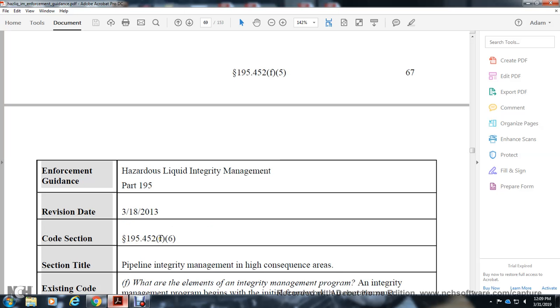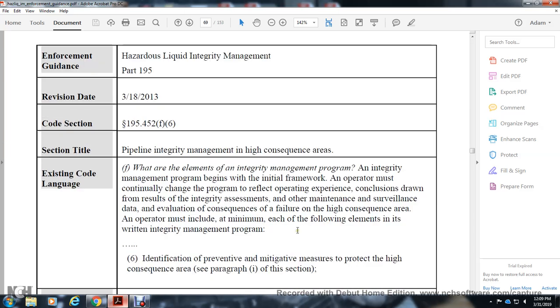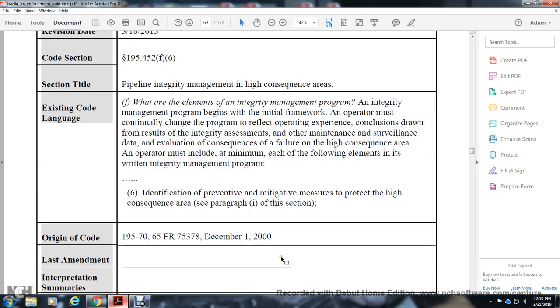Code section 195.452(f)(6) of the section titled Pipeline Integrity Management in High Consequence Areas. What are the elements of the integrity management program? The program at the beginning of the initial framework must continually change to reflect the operating experience, conclusions from the results of the integrity assessment, maintenance, surveillance, and data evaluation of consequences within the high consequence area. The operator must include, at minimum, each of the following elements of the written integrity management program. Six, identification of the segment and the mention of the project with a high consequence area. The section origin code 195.70, 65 Federal Register 75378, December 1st, 2000.